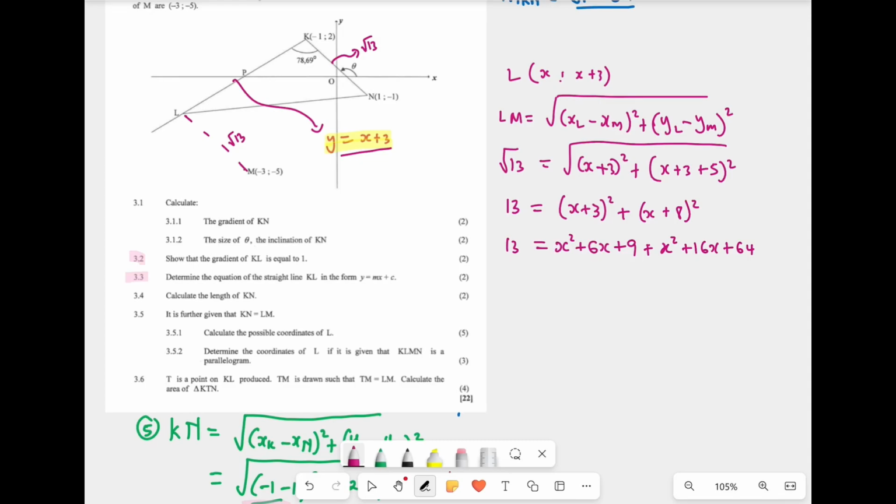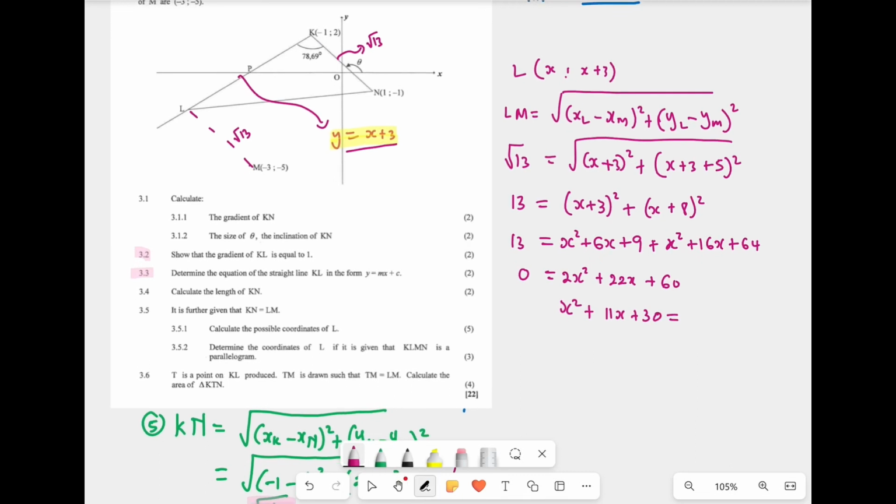And then I can write this equation in a standard form. X squared plus X squared is 2X squared. 6X plus 16X is 22X. And then 64 plus 9, and then minus 13, it is 60. So this is plus 60. Now we can simplify it. This is equal to 0. We can divide by 2, 2 is common throughout. So we are going to have X squared plus 11X plus 30 is equal to 0.